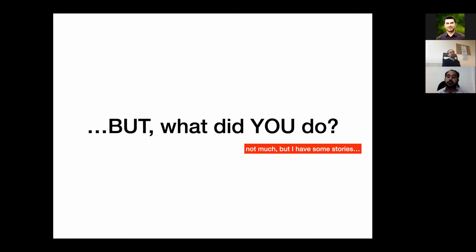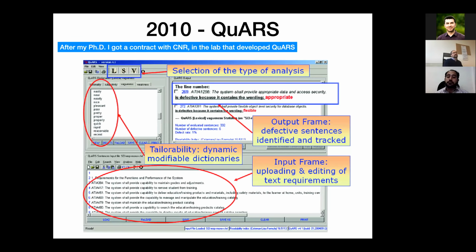So I will tell you a few stories about my experience in applying NLP to requirements engineering problems. So let's start. I started working on this topic in 2010, after my PhD, which was focused on modeling and code generation, so a completely different topic. I joined the lab at CNR, my current research institution.